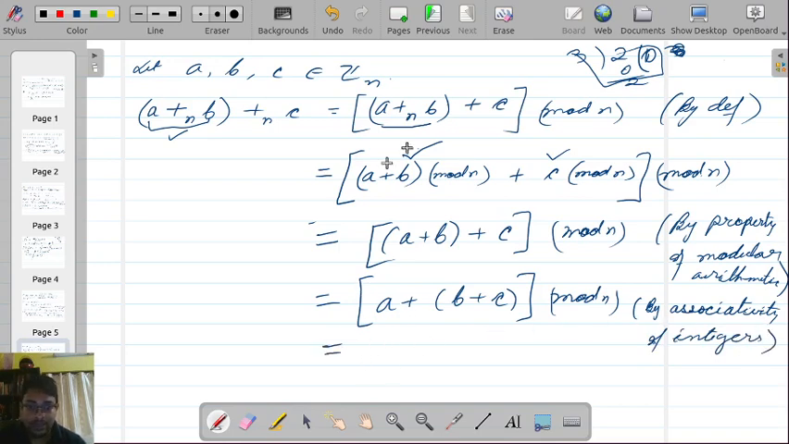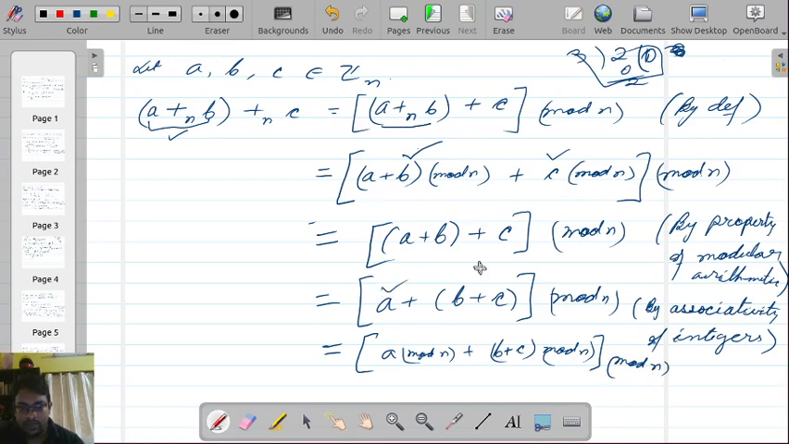Again, I will apply the reverse process here. Instead of a, I can always write a mod n, plus, instead of b plus c, I will just write (b + c) mod n, the whole thing again taken mod n. So I have just applied the reverse process here.